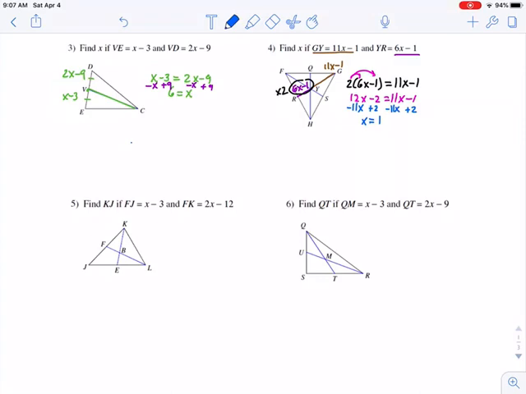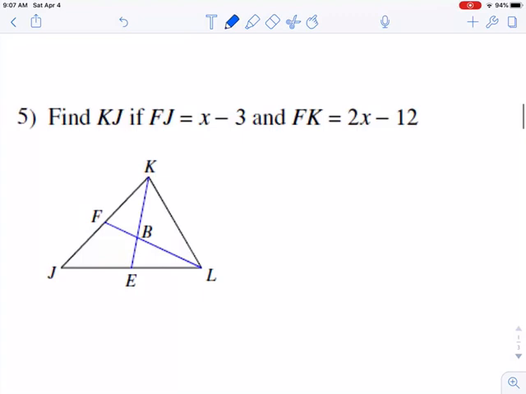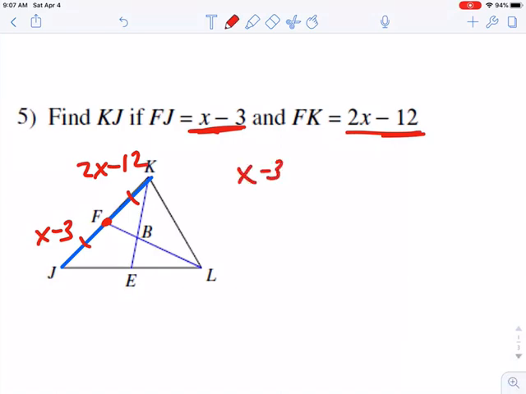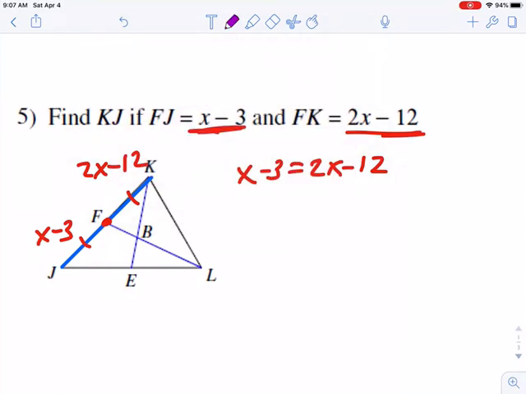Now, I have a feeling 5 and 6 are going to be a little bit more challenging. Let's see. All right. Find KJ. Actually, I don't think this one's going to be very hard. I think number 6 is the hard one. The doozies of all doozies. All right. X minus 3, remember that's the midpoint, so tick, tick. And then FK is 12x minus 12. So just another midpoint one. We actually probably could have done this one after we did number 3. I didn't though. Why? No good reason. I get to do whatever I want.